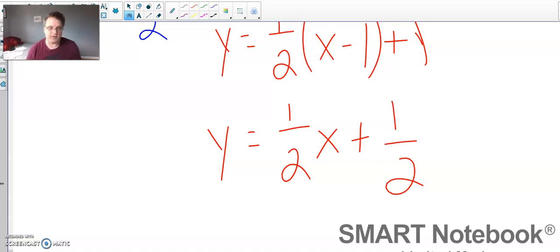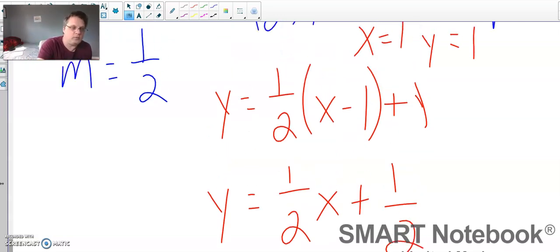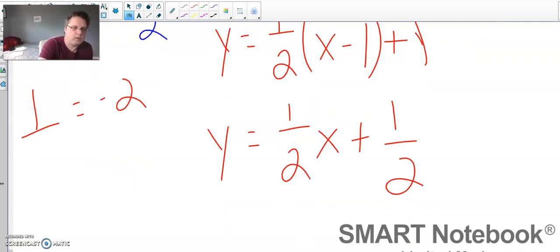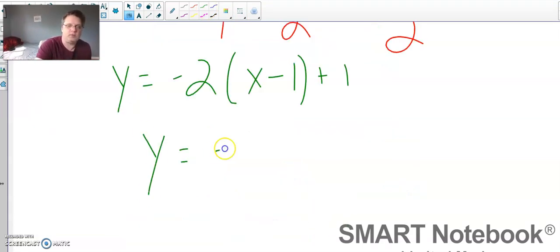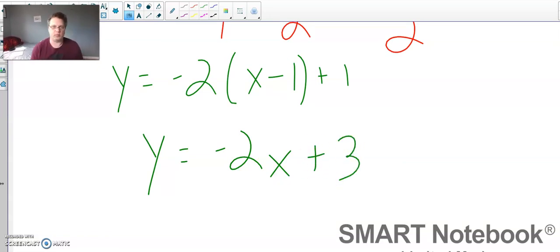And I said I also wanted you to find the normal, because you're going to have to do that also on the hand-in. So the normal, which is perpendicular, has slope -2. So I have y equals -2 times x minus 1, plus 1, and it's y equals -2x plus 3. That's the normal. Good job.